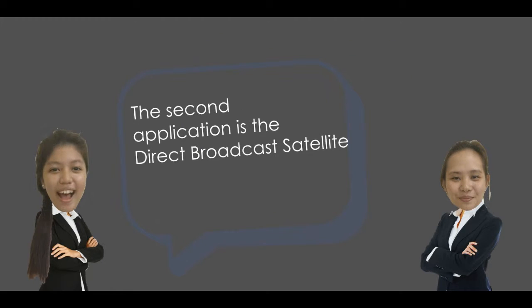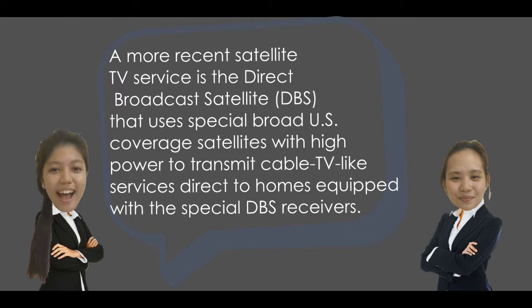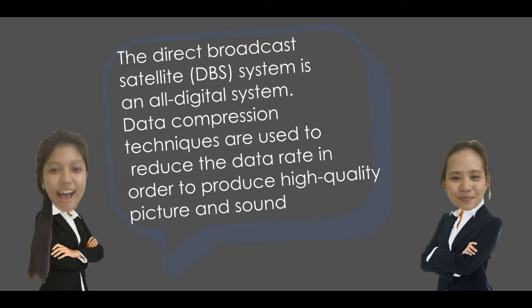The second application is the direct broadcast satellite. A more recent satellite TV service is the Direct Broadcast Satellite, or DBS, that uses special broad US coverage satellites with high power to transmit cable TV-like services direct to homes equipped with the special DBS receivers. The Direct Broadcast Satellite system is an all-digital system. Data compression techniques are used to reduce the data rate in order to produce high-quality picture and sound.